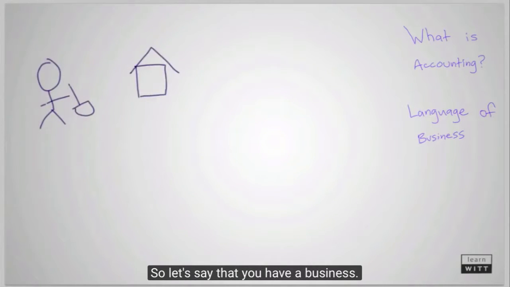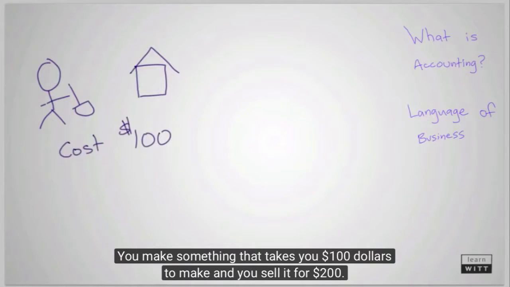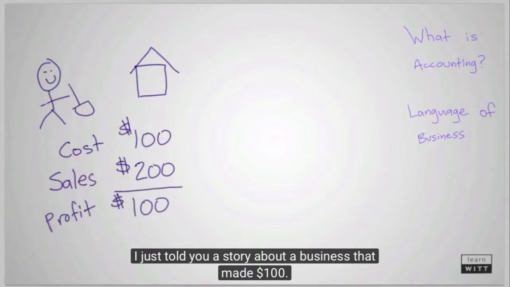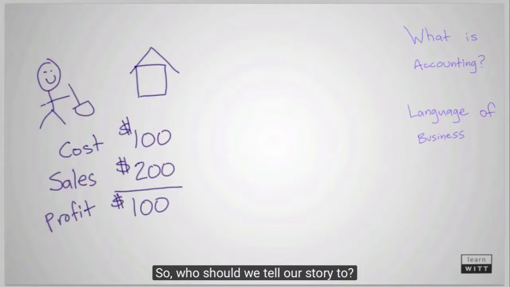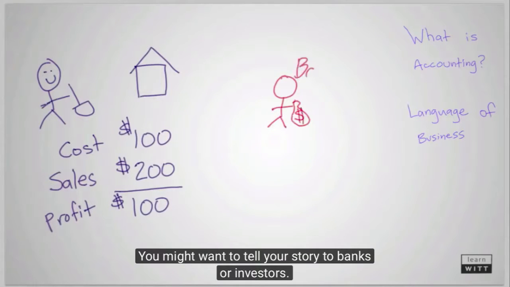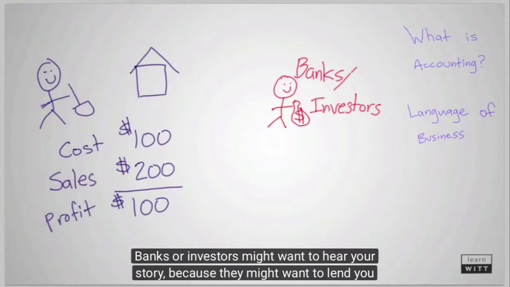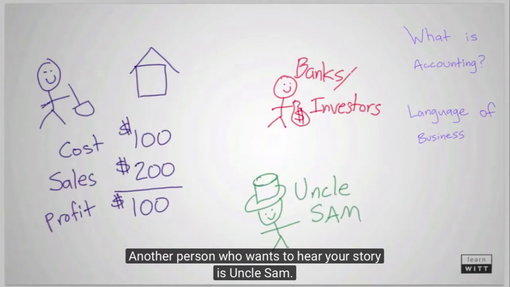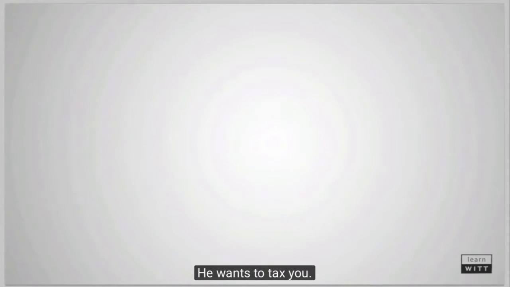So let's say you have a business. You make something that costs you $100 to make and you sell it for $200. You have a profit of $100 and you're happy. I just told you a story about a business that made $100. So who should we tell our story to? You might want to tell your story to banks or investors. Banks or investors want to hear your story because they might want to lend you money or invest money in your business. Another person who wants to hear your story is Uncle Sam. He wants to tax you.